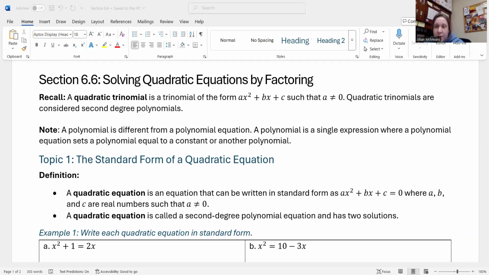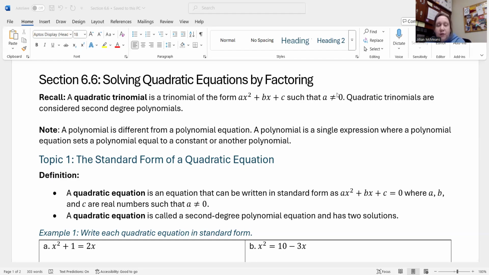Now, you do need to note something. We are getting ready to talk about an equation. Polynomials by themselves are different from polynomial equations. A polynomial is like a single expression all alone, whereas a polynomial equation is a polynomial that's equal to a constant or equal to some other polynomial. So we're going to bring that equal sign back into the mix. And we know from way back in chapter 2 that when you have that equal sign, that allows you to solve. It allows you to find the value for the missing variable.